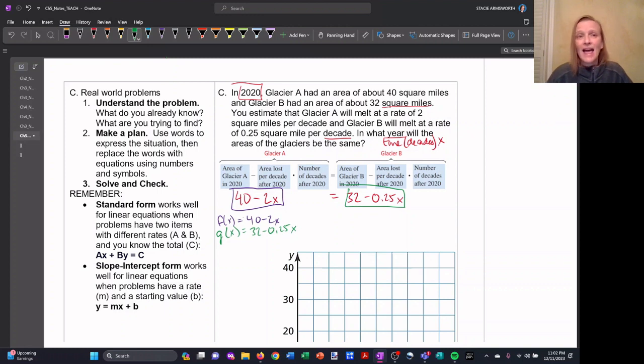Now, given this problem, this is probably how I would have started. I actually would have started with two separate equations. I would have wanted to calculate my y value here, which would have been the size of the glaciers.